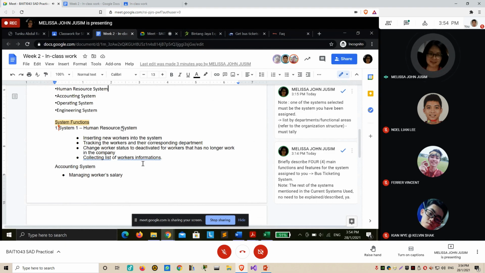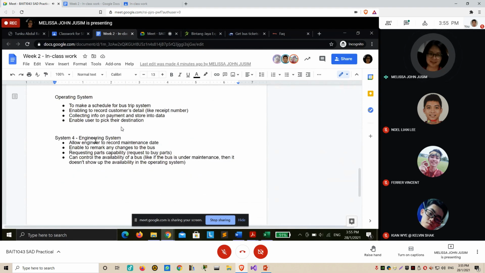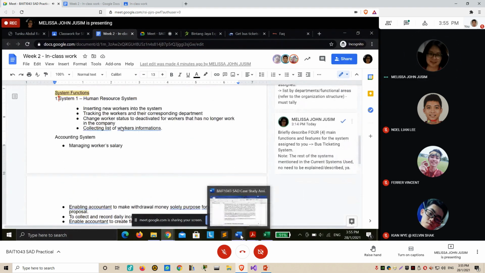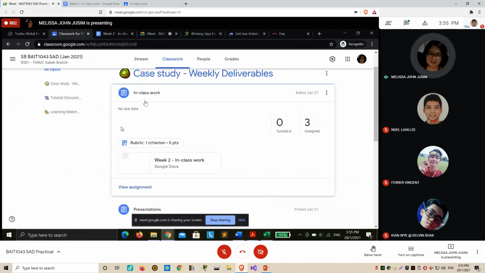Make sure you come up with something that makes sense. So is it clear now what you need to present for next week? We just need to correct this thing. Yeah, this is your in-class work. So I will not be giving you 5 marks here, only 4 marks since you didn't include the bus ticketing system. So it's kind of incomplete.